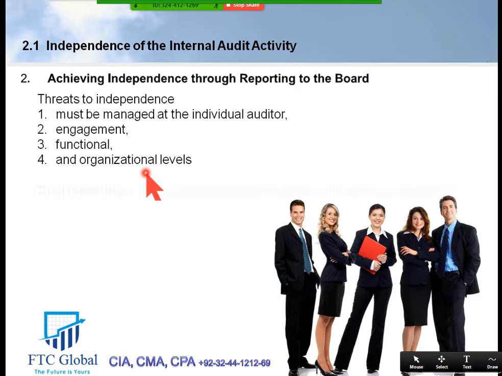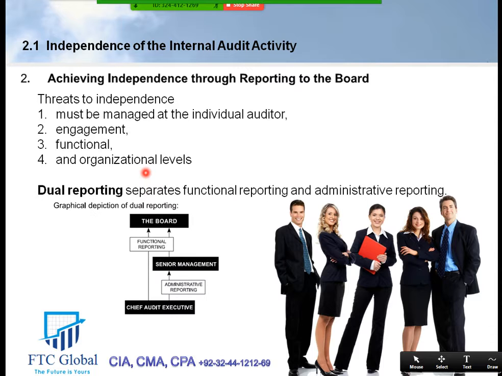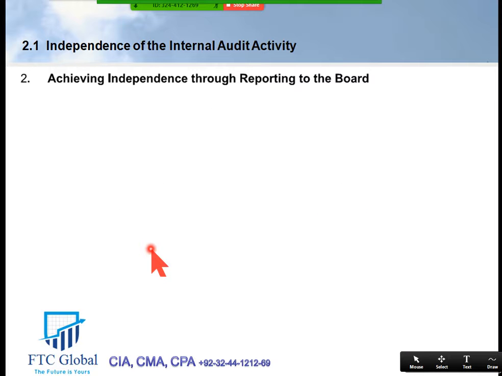So that's why we have come up with the dual reporting relationship, that the chief audit executive reports on day-to-day operations to the president of operations or CEO. I'm repeatedly saying this, that you have to keep it in your heads. And then functional reporting to the board. So now we will dwell upon this, exactly what the functional reporting involves and what the administrative reporting is, in the next slides. So what we are actually studying is achieving independence through reporting to the board.